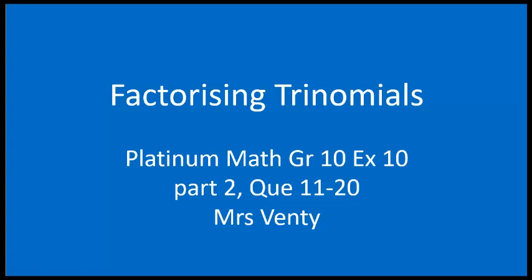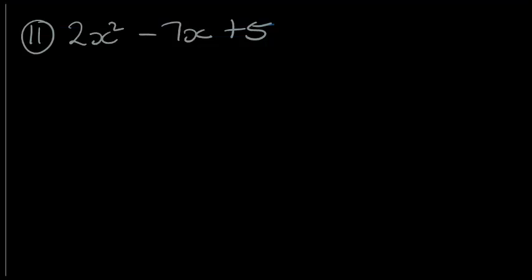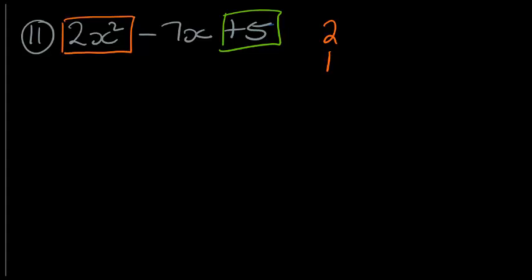Let's get started. Question 11 says 2x squared minus 7x plus 5. We are going to factorize our trinomial, right? So the first thing we do is we look at our orange and our green. Factors of orange are going to be 2 and 1. And our factors for the green one is going to be 1 and 5 or 5 and 1.